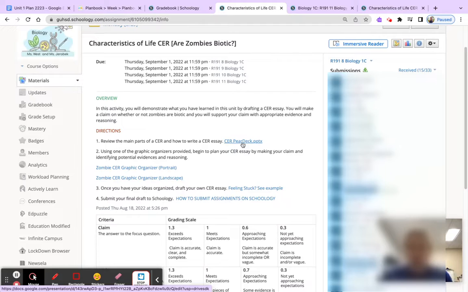So with claim, evidence, reasoning, just keep it simple. Keep it simple. Think back to that tree example or the commercial with the girl where she thought her father was an alien, and try to use that to help you do your work. So for us, the question was, are zombies biotic or are they abiotic?